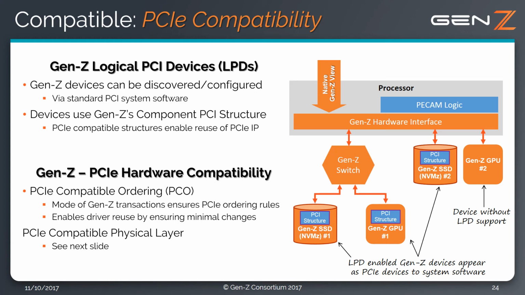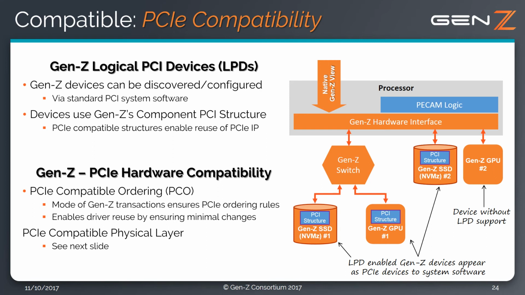We mentioned Gen Z's logical PCI device, or LPD, feature in the last slide. Let's take a closer look at this feature. Gen Z's LPD utilizes two capabilities illustrated in the figure on the right. The first is the component PCI structure that is in the Gen Z control space of any Gen Z component that wants to be discovered as a PCI endpoint by a host component like a CPU. This structure instantiates the PCI configuration space of the equivalent PCI endpoint. For example, a Gen Z NVMe drive or SSD drive that wants to be discovered by the host CPU's operating system as an equivalent NVMe drive would implement the component PCI structure in its Gen Z control space.